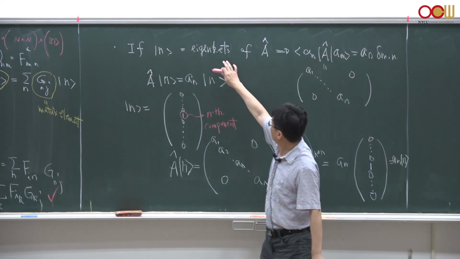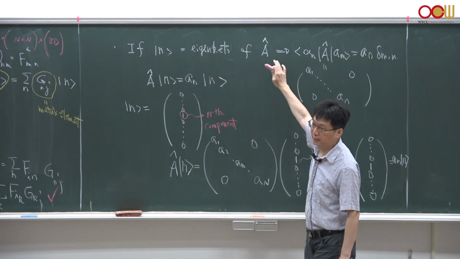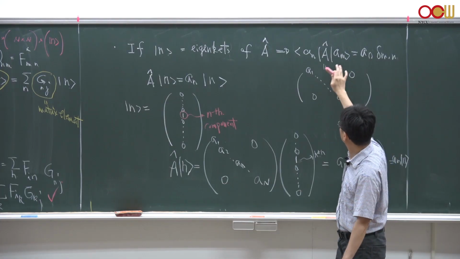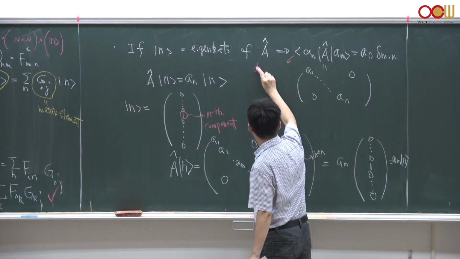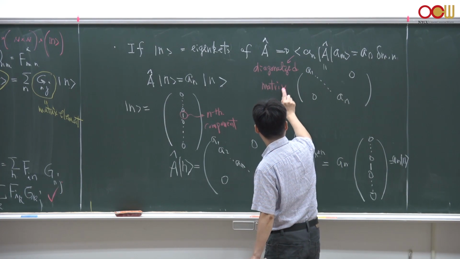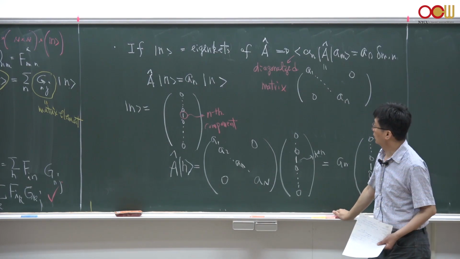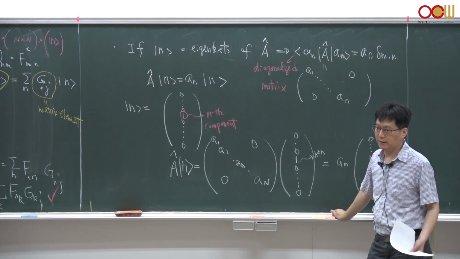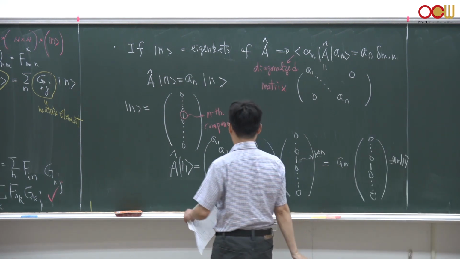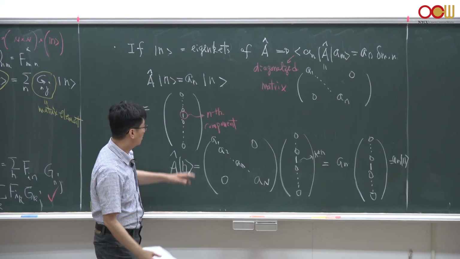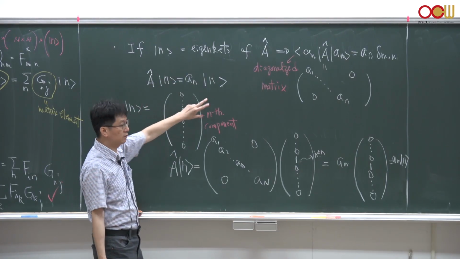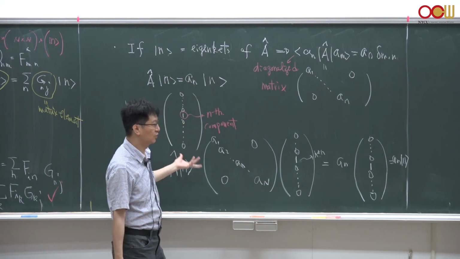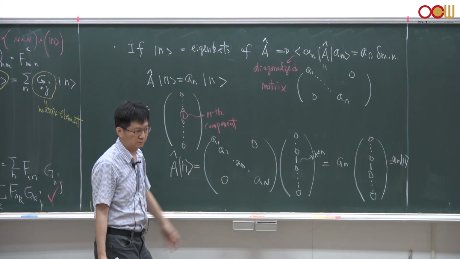Suppose this n is the eigenket of an operator A, then this operator should be a diagonalized matrix. It is already diagonalized. But if I expand this A operator in terms of other bases, then operator A may not be diagonalized in general. But this is just a trivial case where you indeed expand this operator A in terms of the eigenstates of that operator. Of course, this matrix is the diagonalized matrix.